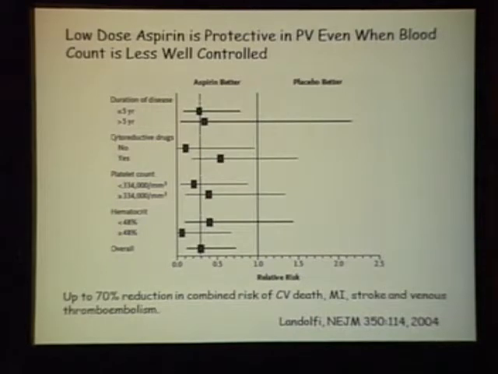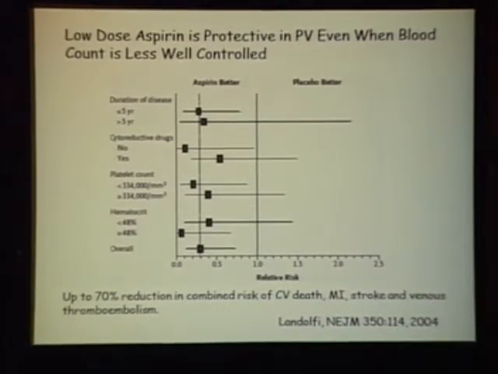The low-dose aspirin in this study was protective, that is, the risk rate is all to the left of the vertical line, showing decreased risk for duration of disease, cytoreductive drugs, yes or no, platelet counts, high or low, hematocrit, high or low. This is the best data that we have suggesting that low-dose aspirin is beneficial in decreasing thrombosis.